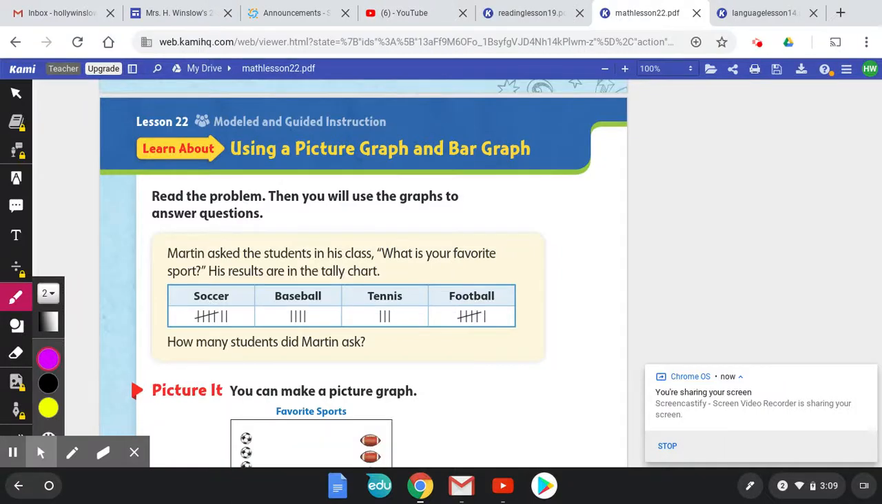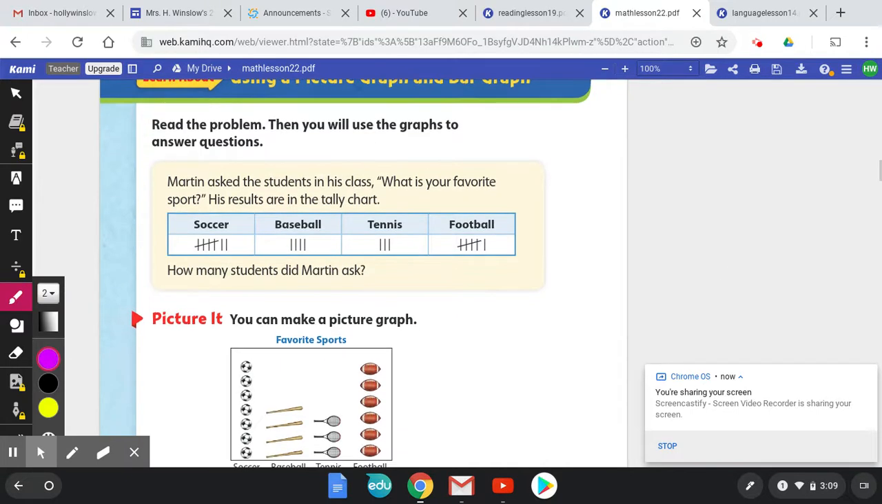Hey guys, so today we are going to continue talking about picture graphs and bar graphs, and you should be in the packet that you have, and we should be looking at page 204 and 205. It says, read the problem, then you will use the graphs to answer the questions.